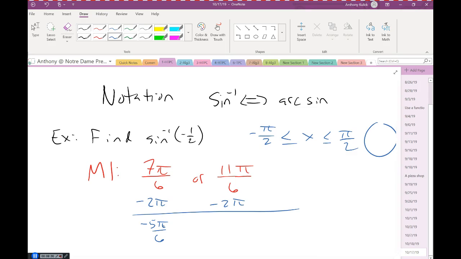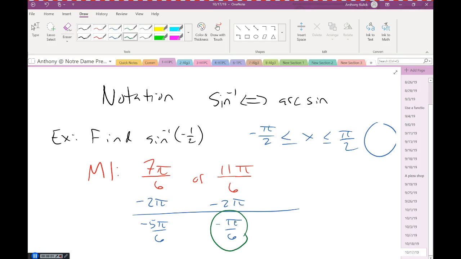Yep. And then I get negative pi over 6. The result that does lie inside of that range is this one. So this would be the answer the calculator will give you.